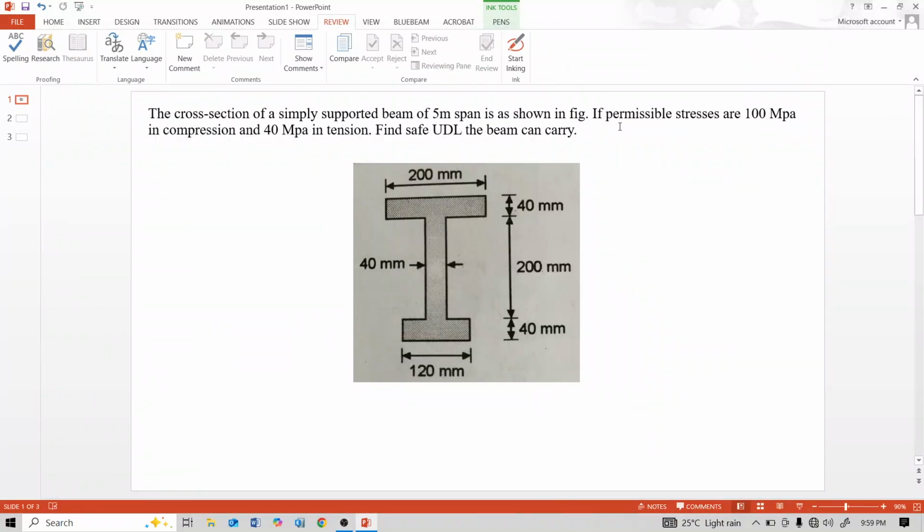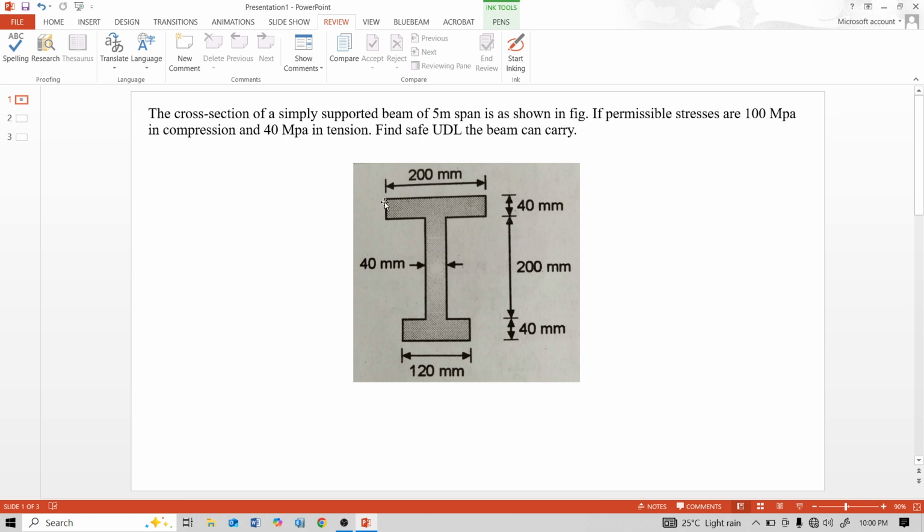Today, in this video, we will see the fifth numerical on how to find moment of resistance or to find the safe UDL that the beam can carry. Numerical: the cross section of a simply supported beam of 5 meter span is as shown in the figure. If permissible stresses are 100 MPa in compression and 40 MPa in tension, find the safe uniformly distributed load the beam can carry.